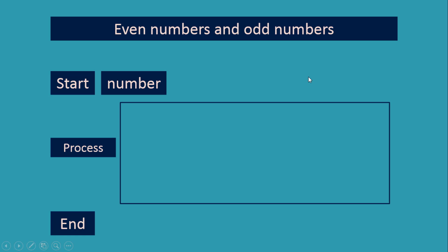Today we are going to make a program where we insert a number, and the program tells us if it's an even number or an odd number. At the start of the program we are only going to ask the user for a number, which is the one we are going to compare. In the process we will carry out the operation.